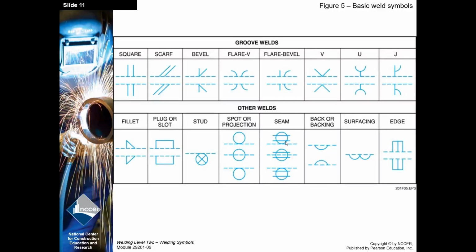Seam is a circle with 2 lines through it. I think that's on one of your quizzes maybe coming up. Back or backing, back or backing. And you'll want to know the difference there. Which one happens first? Backing happens first. You take a backing strip, put the backing strip on. A back weld happens last, so backing first. Surfacing. All right, so if we drew a weld symbol for a padding plate, you would have these, surfacing, and then there's your edge weld.